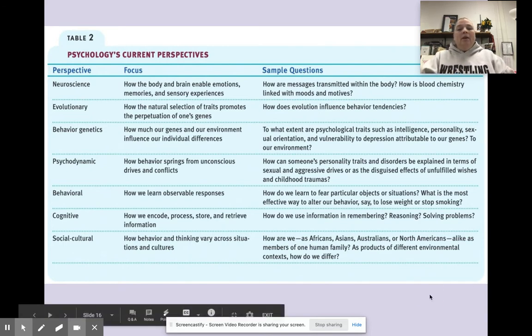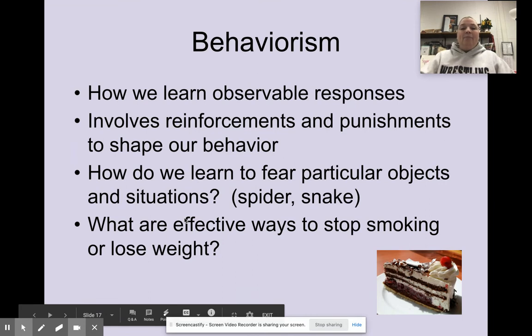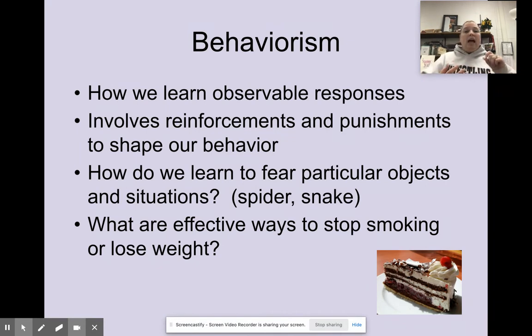Okay? So I'm going to give you some other examples and have you discuss some of these. So again, behaviorism, how we learn observable responses. It involves, again, reinforcements and punishments to shape our behavior. So for example, how do we learn to fear particular objects and situations like a spider or a snake? Go ahead and write down that answer right now. Discuss with your partner. What are effective ways to stop smoking or losing weight? What are some things that we do to make that happen? Go ahead and answer those questions.